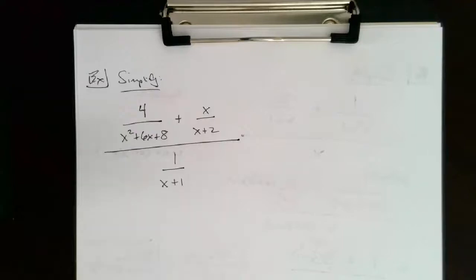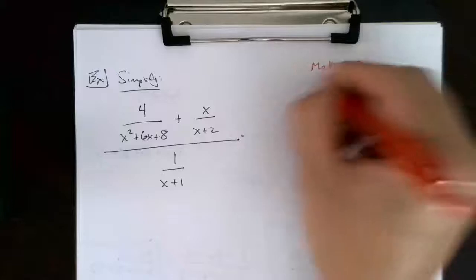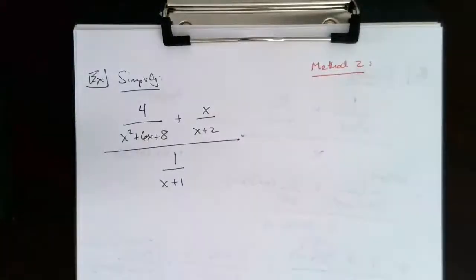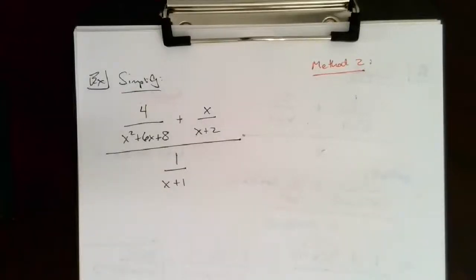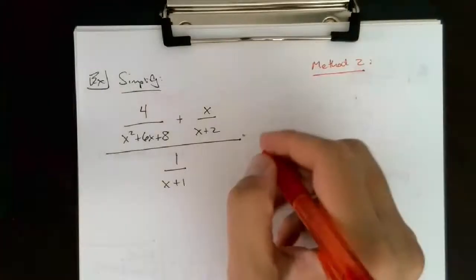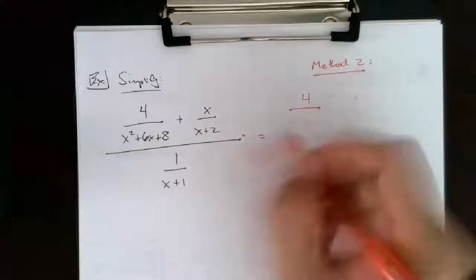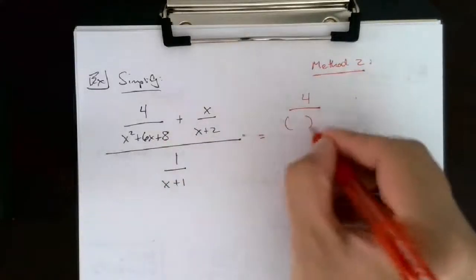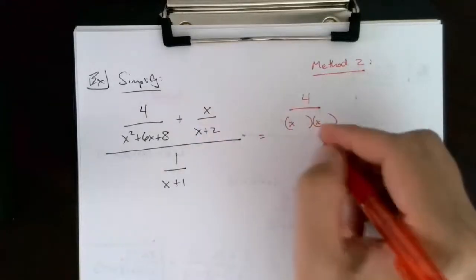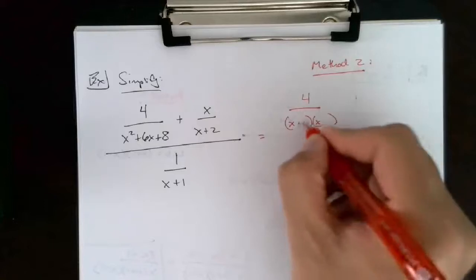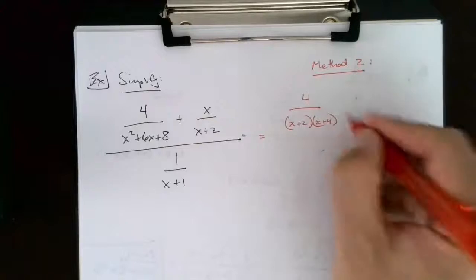I will go through and choose method 2 here. If I chose method 2, first thing I want to do is factor out the denominators because I need to find the LCD for all the fractions. So just factoring this out, I'd have 4 over x squared plus 6x plus 8. You don't have a GCF, you see 3 terms. X squared in front means this is x times x. What multiplies to 8 and adds to 6, so this will be plus 2 and plus 4. 2 times 4 gives me 8, 2 plus 4 gives me 6.